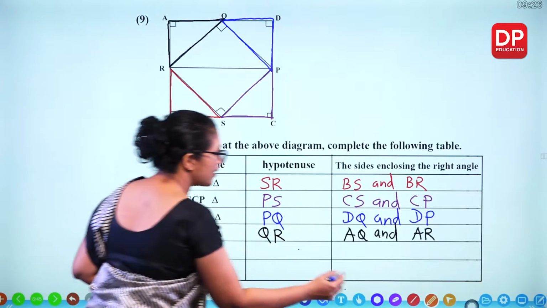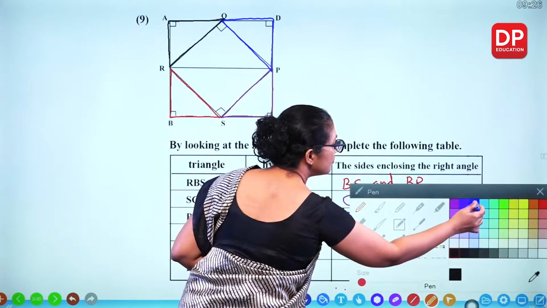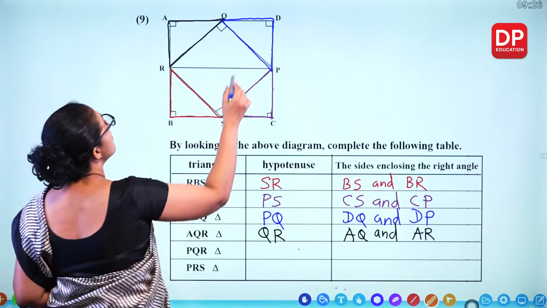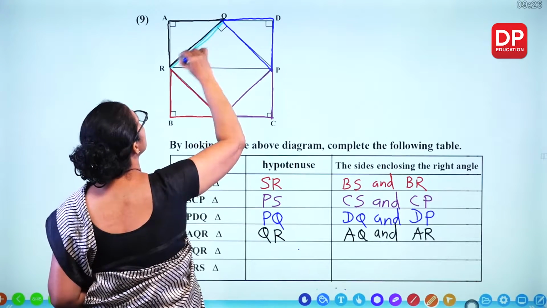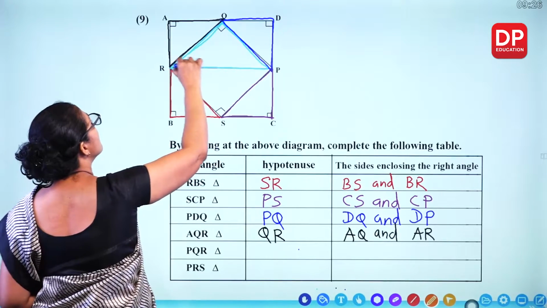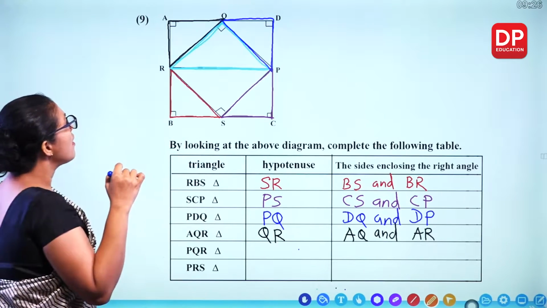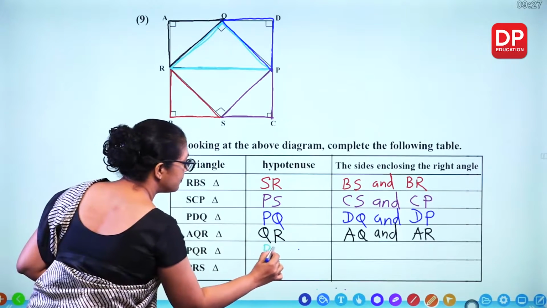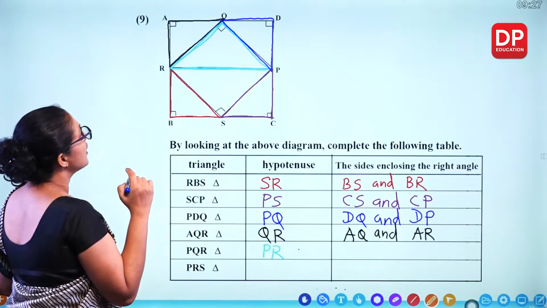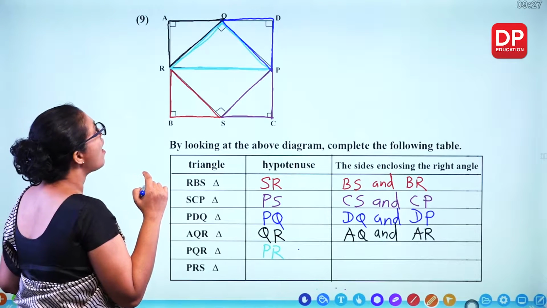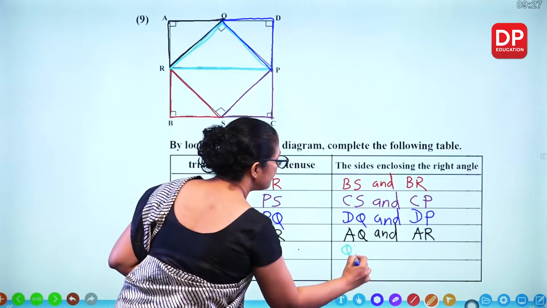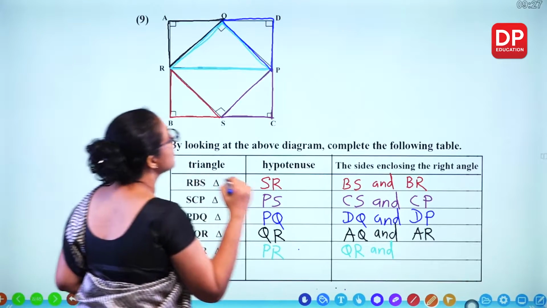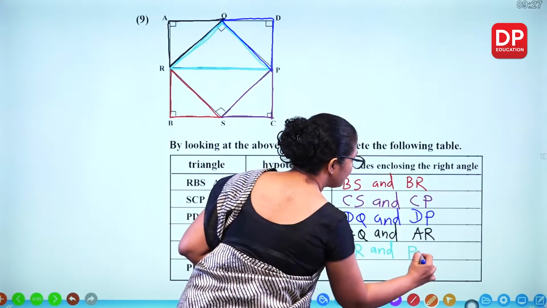PQR triangle. This one. This triangle now. What's the hypotenuse? Opposite to 90. That's PR. And what are the two sides? QR and QP or PQ.